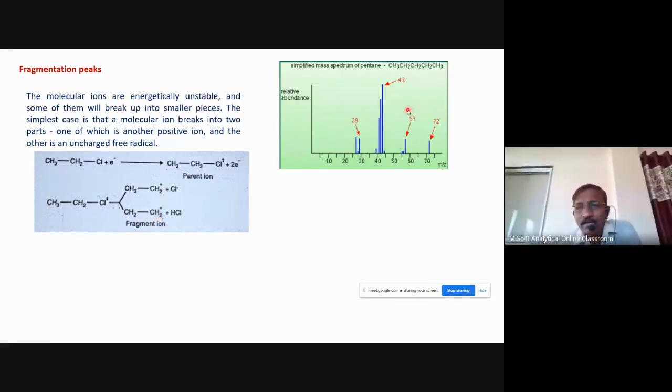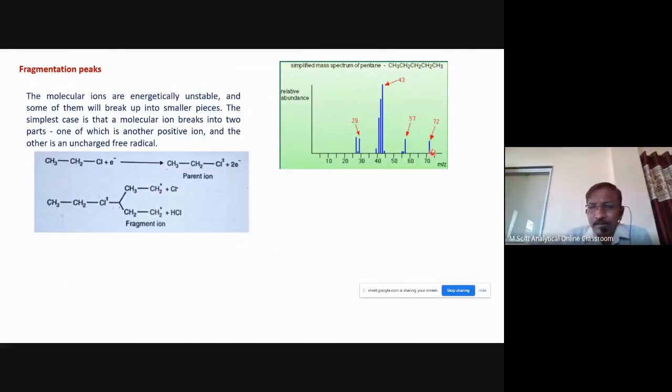Similarly, if we see pentane, we observe the molecular ion peak at 72. This indicates that a number of fragmentations take place, and we get peaks at different positions with m/z 57, 43, 29. If you observe, this is a very intense peak. It is called the base peak. The molecular ion is here, which indicates the molecular weight of pentane, right? So the molecular weight of pentane is 72.